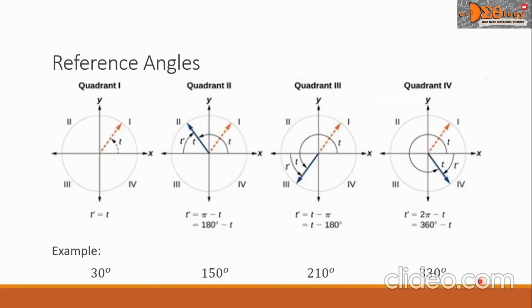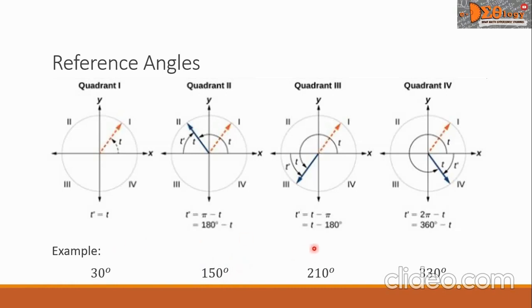Let us have an example. The first example is 30 degrees. Since this is an acute angle, it is found in the first quadrant, and the reference angle of 30 degrees is itself. So the reference of 30 degrees is 30 degrees. Another example is 150 degrees. This angle is found in the second quadrant. To find the reference angle, we get the difference: 180 degrees minus T, the given angle, which is 150 degrees. This is equal to 30 degrees. It means the reference angle of 150 degrees is 30 degrees.